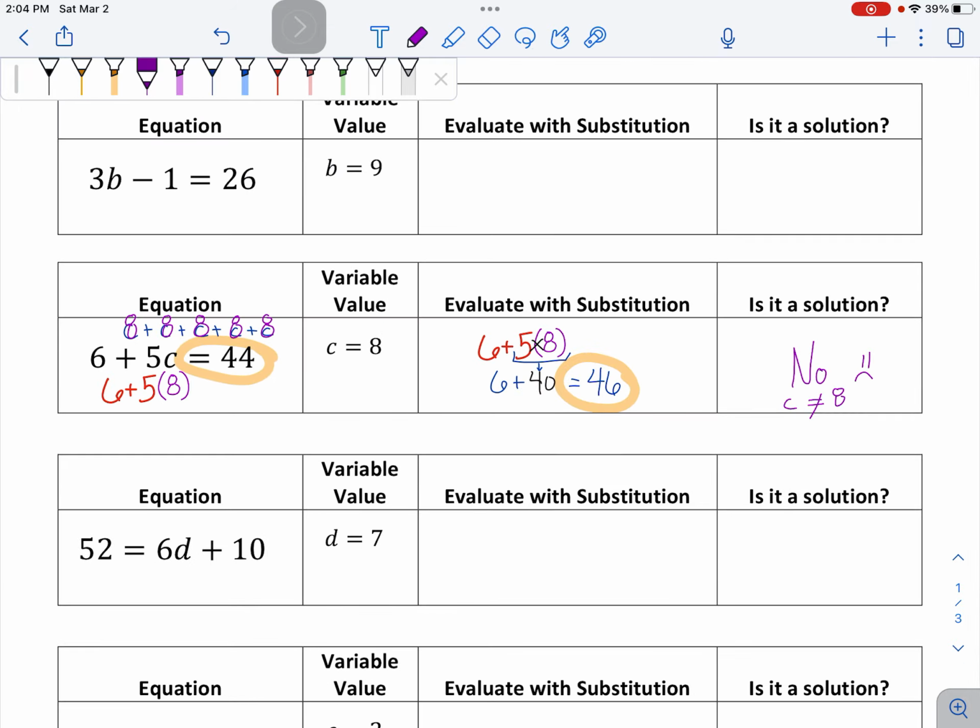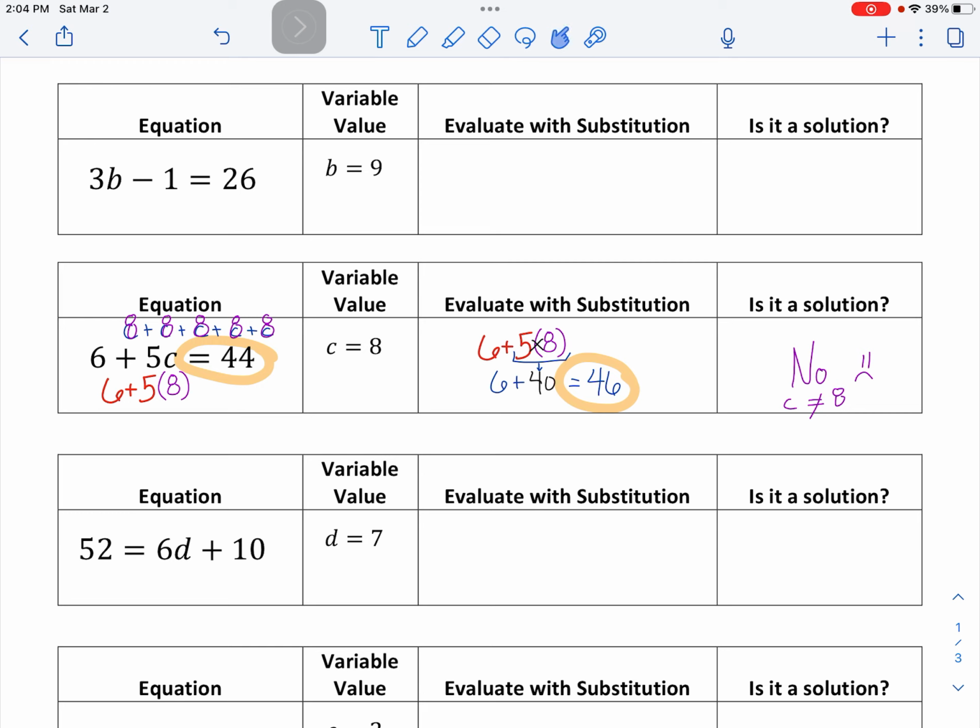All right, do your best on the rest of these. Don't forget to check your answers against the answer key by the door.